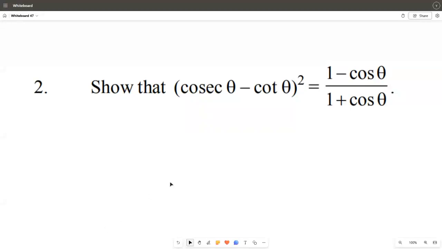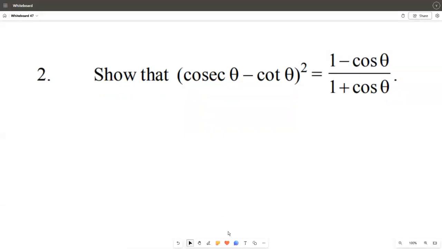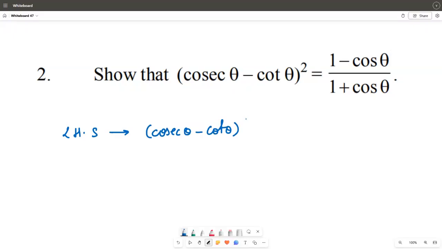Today we have the second question of exercise 11.4. You have to show that (cosecant theta minus cot theta) whole square is equal to (1 minus cos theta) by (1 plus cos theta). So let's consider the LHS part. The LHS we have (cosecant theta minus cot theta) whole square.